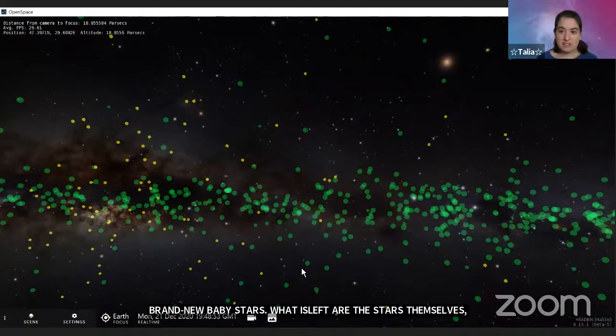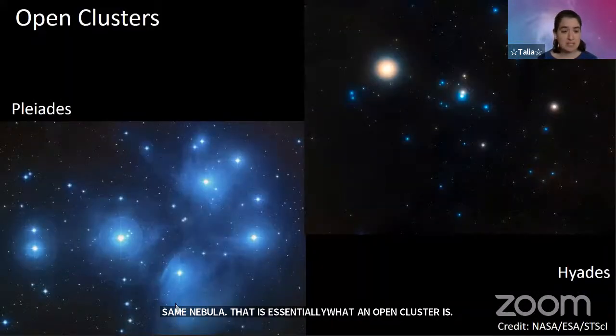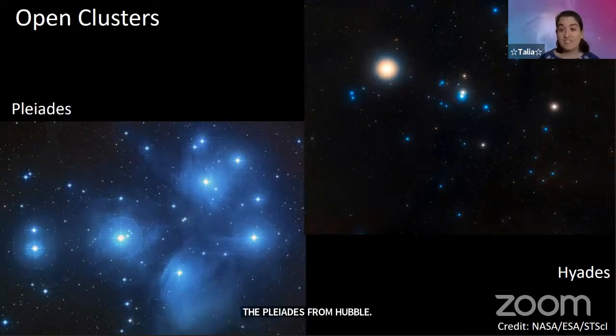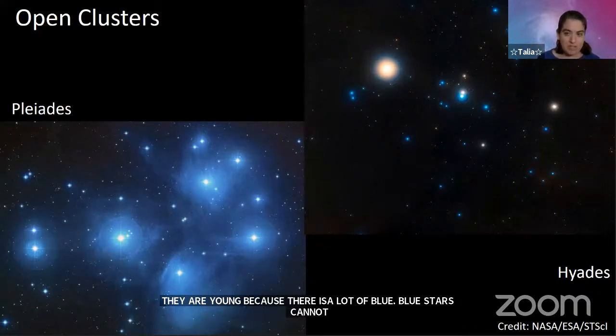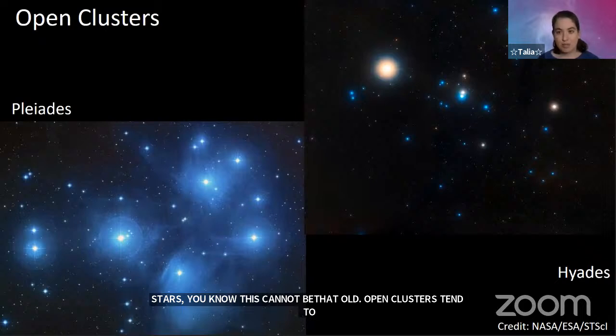I'm going to steal the screen share just for a moment, Katie, to go back and show again the image of the Pleiades from Hubble. So this is a cluster of several dozen young stars. And you can tell they're young because there's a lot of blue ones. Blue stars don't live very long. So for there to be so many blue stars there, you know this can't be that old. And open clusters tend to not be very old. You can see some of the wisps of gas that we noticed earlier. That's what's left over from the nebula that gave birth to these stars.